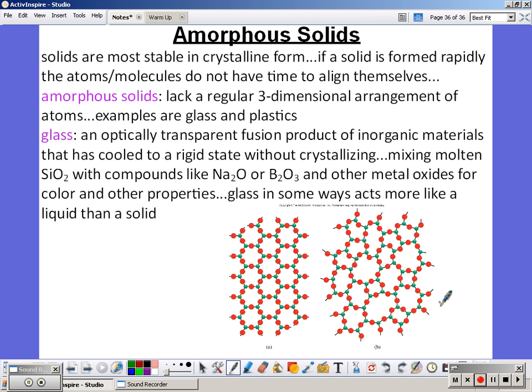Now, if you've ever heard about making glass at the beach, a lightning bolt hits the beach and it makes glass. That's because the lightning bolt heats up the sand, which is silicon dioxide, very quickly, and then it cools very quickly, and you get a piece of glass.